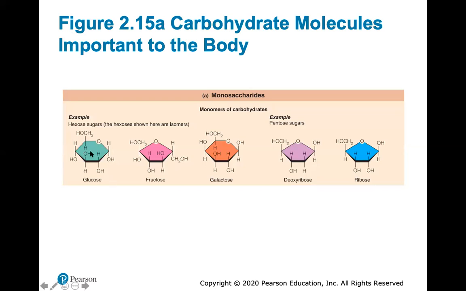And you can see here, the hexose sugars have more of the hexagon or 6-sided shape, and the pentose sugars have the 5-sided or pentagon shape. So chemistry is a lot about shapes too.